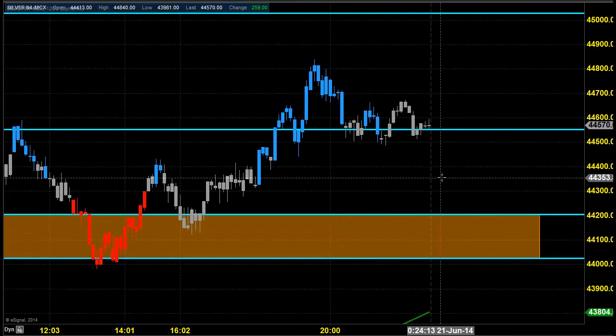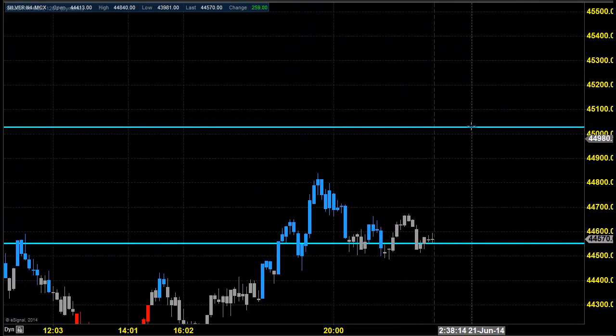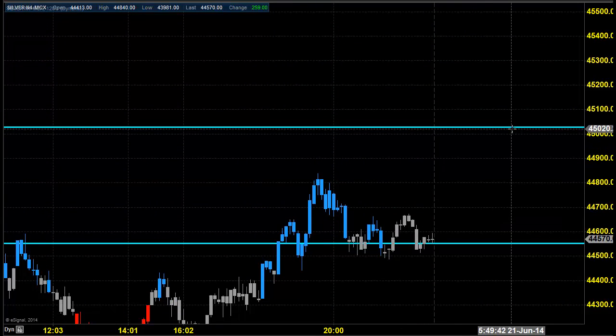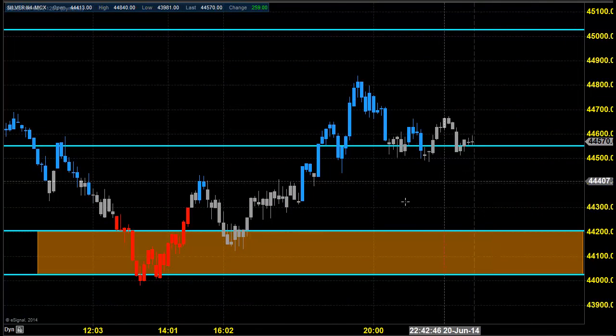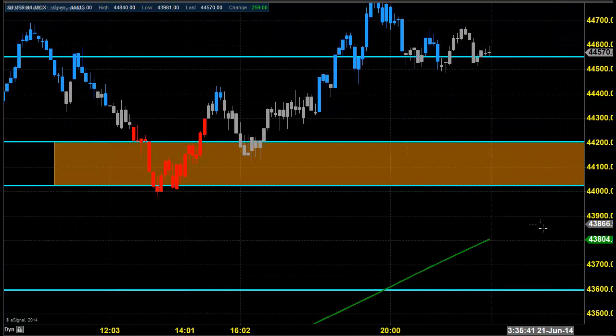So be careful in this particular zone, but we are expecting silver to maintain its uptrend. The next target zone is 45,020, and if the trend continues, 45,600 can be the next target zone. So let us see what's going to happen during the trading session.